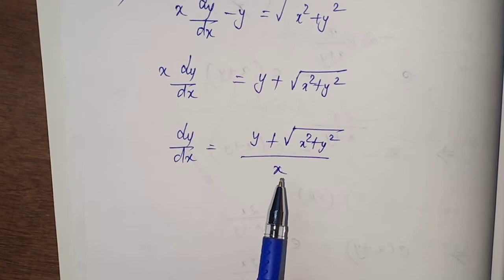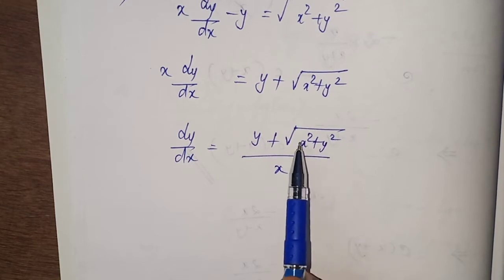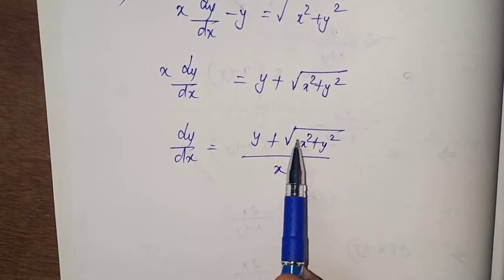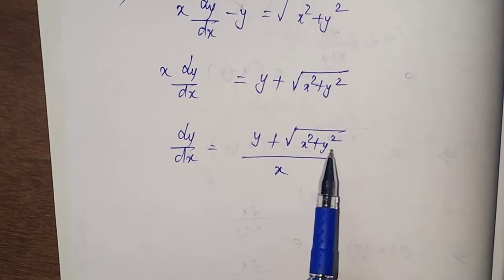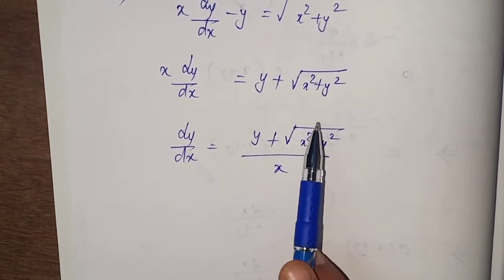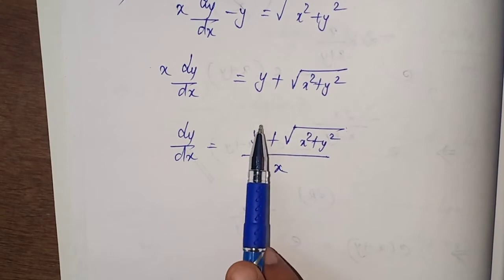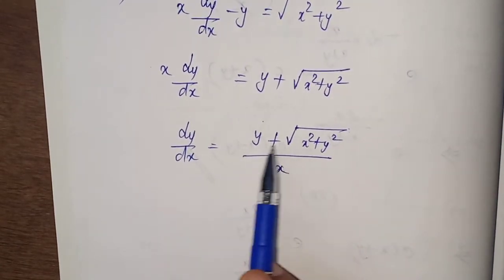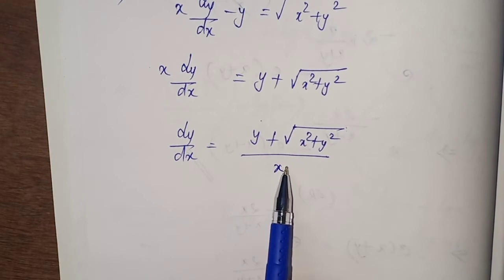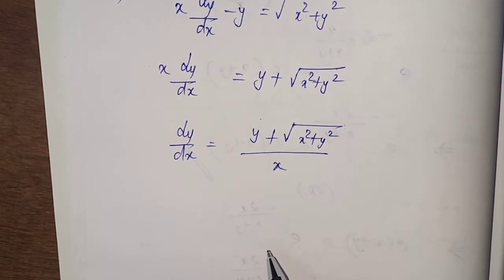How can we say this is a homogeneous differential equation? First, we verify the numerator degree and the denominator degree. In x square plus y square, the sign in between is plus, so the common degree is 2. But we have a square root, so take half of the common degree, which is 1. So for this part the degree is 1. Here y power 1, here x power 1, so the common degree is 1 for the numerator. Now the denominator x power 1 is also degree 1. So the numerator and denominator degrees are the same, and we can say this is a homogeneous differential equation.